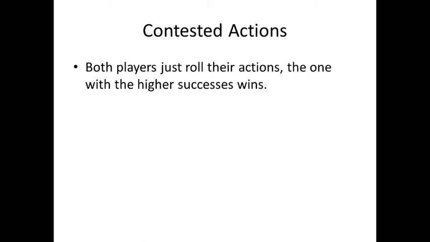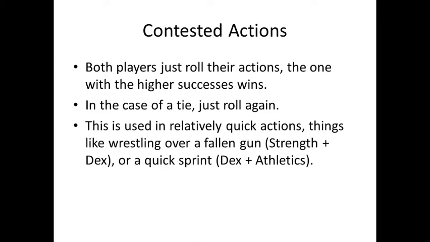Both players will just roll their actions, and whichever one gets higher successes will accomplish their goal. In the case of a tie, you just keep going. Now these are going to be used in relatively quick actions, things like wrestling over a fallen gun or a quick sprint.